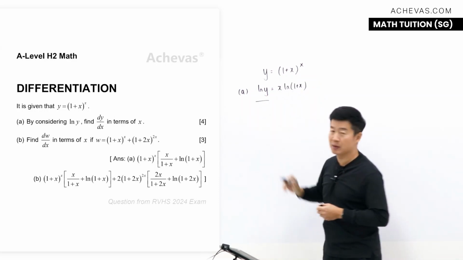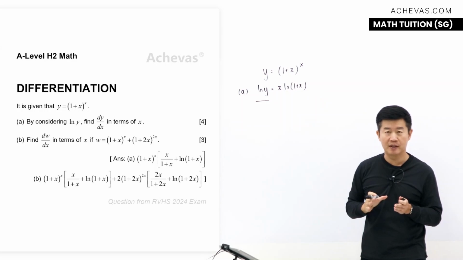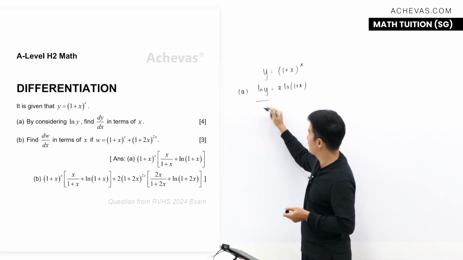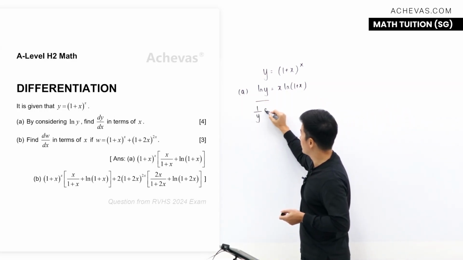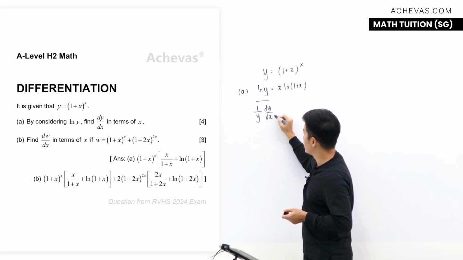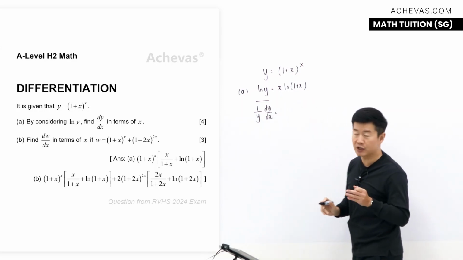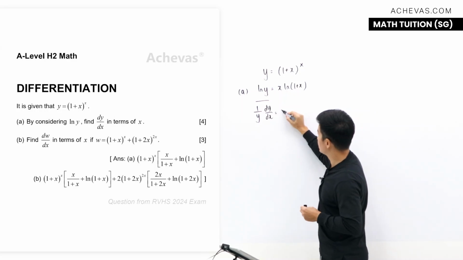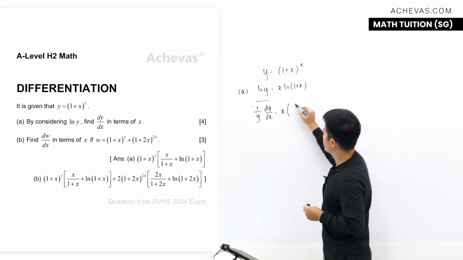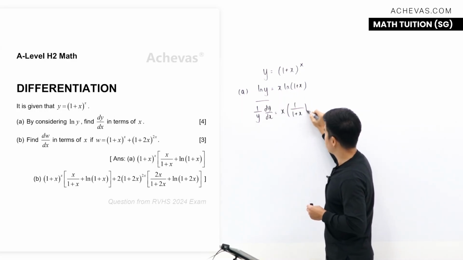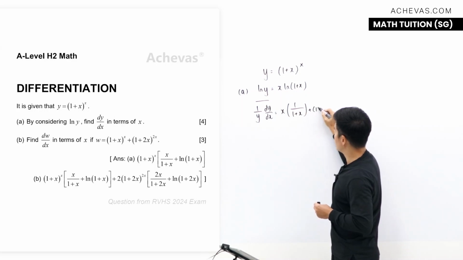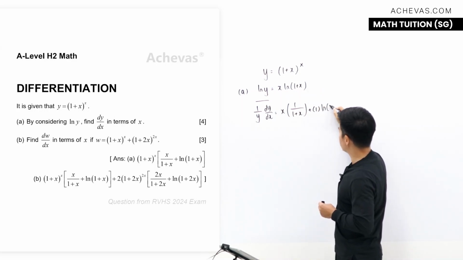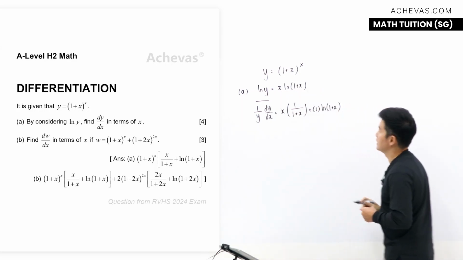Now we are ready to apply differentiation. We are going to be using implicit differentiation on the left hand side. It is going to be 1 over y, then dy dx. This is equal to, applying the product rule and differentiating the right hand side with respect to x, x times the derivative of ln(1 plus x), which is 1 over 1 plus x, then differentiating x gives 1, then copying ln(1 plus x) again.